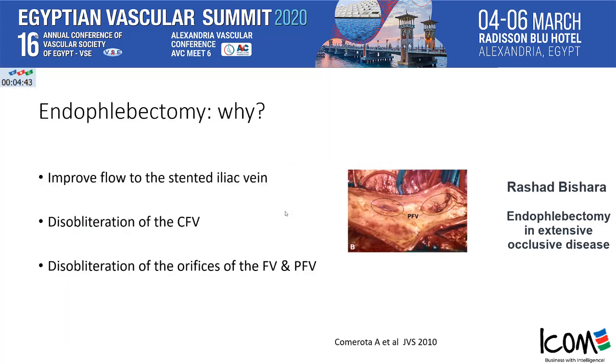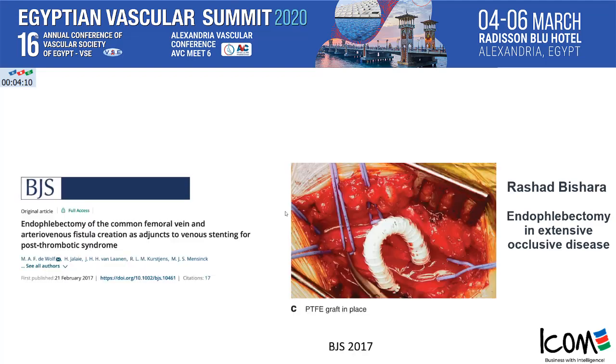Now, endophlebectomy. What's the justification of endophlebectomy? The justification, as we heard from the past 2 or 3 presentations, is to improve the flow into the stented iliac vein, because if there is poor inflow, the stent will occlude. By disobliteration of the common femoral vein, we also disobliterate the orifices of the femoral vein and the profunda femoris vein, as you can see in these images, and therefore the flow into the iliac stent improves, and in theory, patency improves.